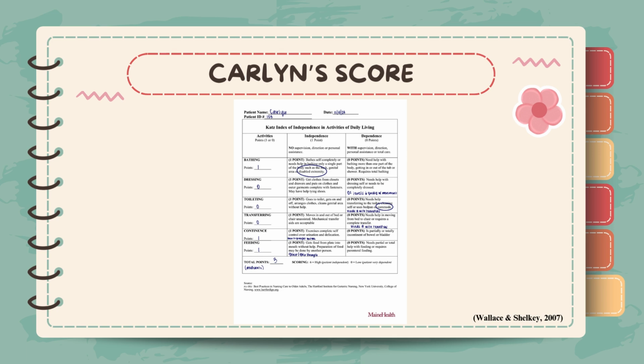And then with feeding, we gave her a score of 1. Again, when we saw her transfer and use a trapeze, we saw that she had that range of motion and had the grasp and that grip strength. So she would probably be able to feed herself. Essentially, that gives her a total score of 3, which would be moderate impairment.